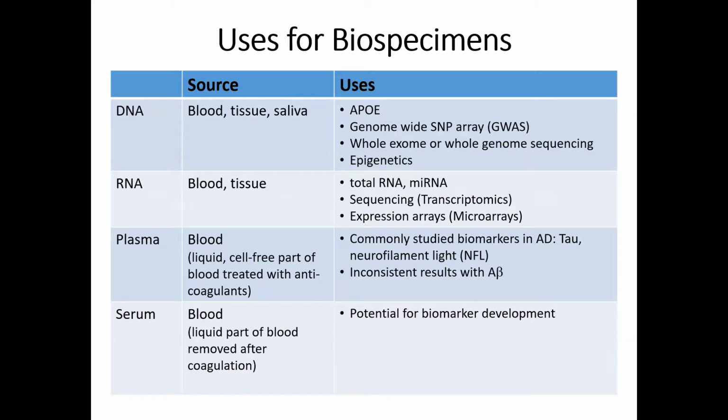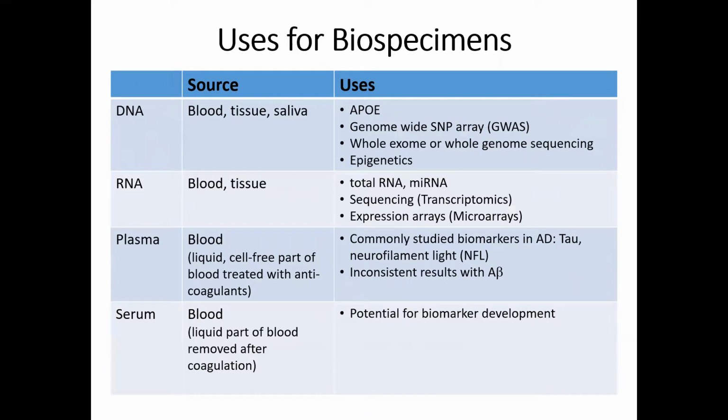DNA can be obtained from blood, from other kinds of tissue, and saliva. Frequently, we'll obtain DNA from brain tissue at NCRAD as well. DNA can be used for genotyping of particular variants, including ApoE. It can be used to study genome-wide SNP arrays, or GWAS. It can be used for whole exome or whole genome sequencing, and it's frequently used for studies for epigenetics.